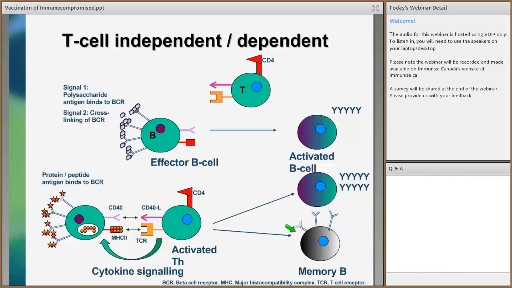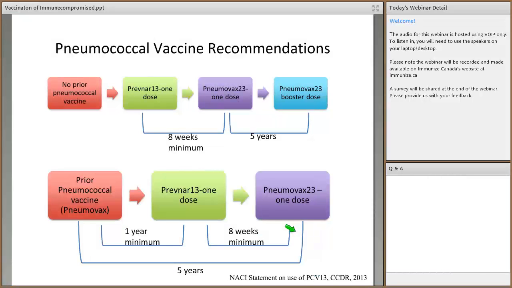So it's a little bit complicated, but I think it's good to understand that the conjugated pneumococcal vaccine works through T cells, whereas the polysaccharide vaccine is a simple B cell response.